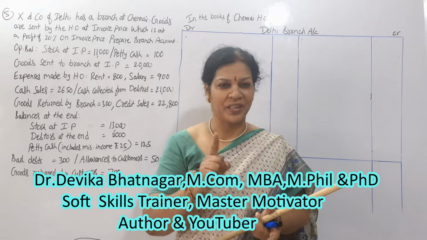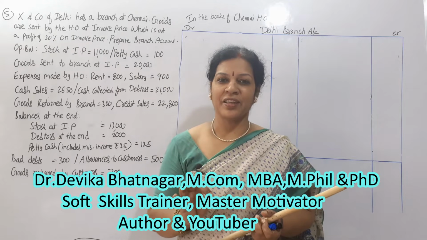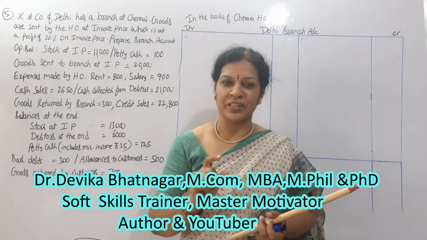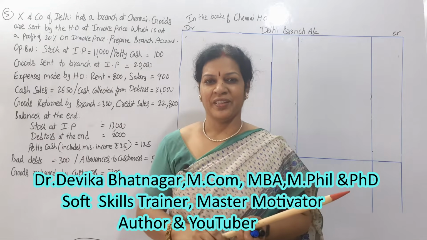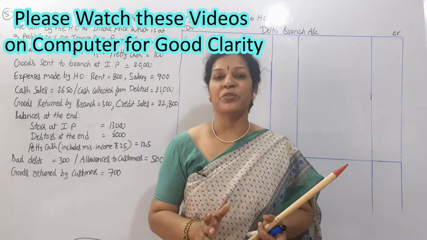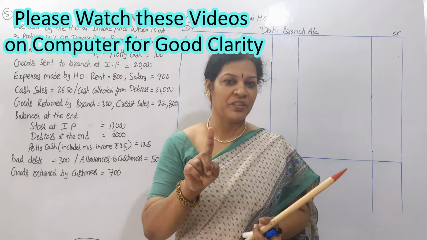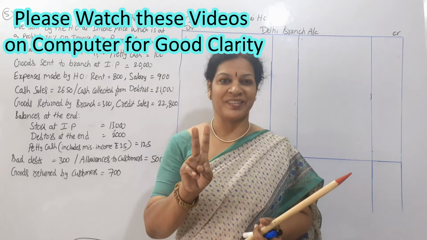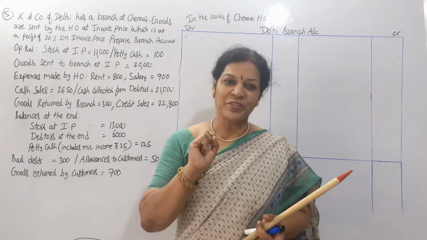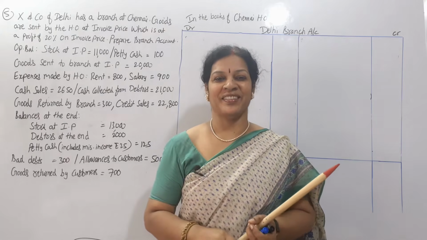Branch accounts, debtors system, we are working out problems. Today is the last class, the last problem of the debtors system, first method. Same as the previous problem, today's problem is also the invoice price method. Invoice price has two types: one is cost price and the other is cost plus. Cost plus we have seen in the last class. Today we'll see cost price.